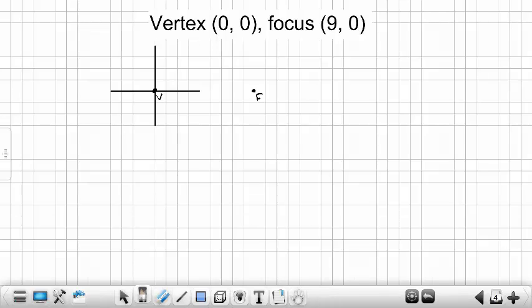So, which way does this parabola open? The focus is always inside the parabola. So it opens to the right. If my parabola's vertex is here, it either opens like this or like this. Which one would have the focus inside of it? It's got to be that one. So this distance here is 9, so 1 over 4a equals 9.